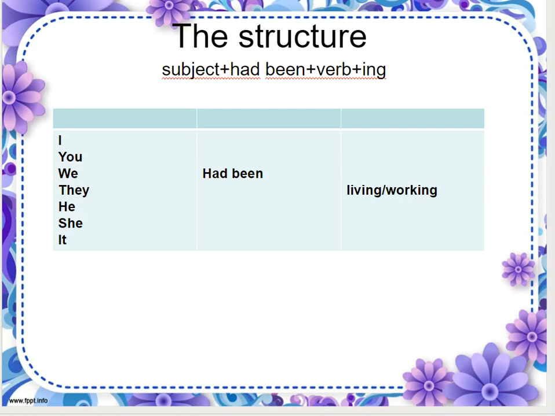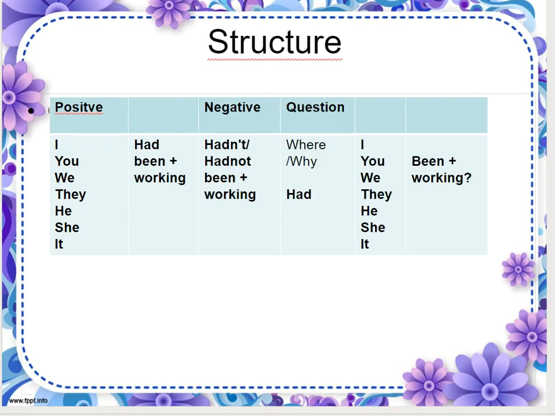Basically, we take subject I, you, we, they, he, she, it, and we add had been, and then we take the verb plus ing. So the structure of the tense is subject plus had been plus verb plus ing. For example, I had been living in Delhi, or I had been working in Delhi. You had been living. We had been living. They had been living. He had been living. She had been living. It had been living. So this is past perfect continuous tense, and the structure is subject plus had been plus verb plus ing. Now let's look in detail at how we can form positive sentences, negative sentences and questions.